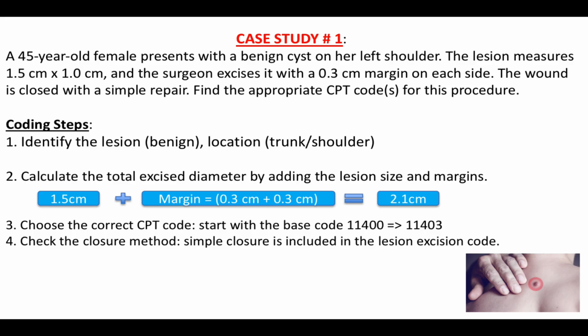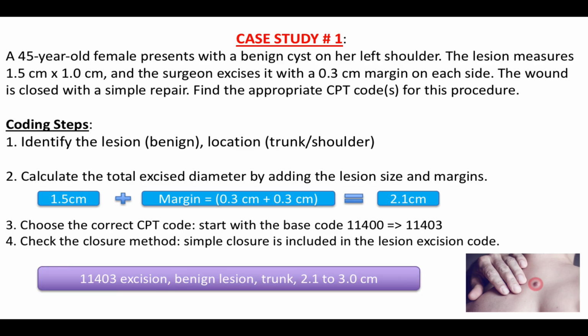Now, let's move on to the final step, checking how the wound is closed. According to the procedure report, the wound is closed with a simple repair, which is included in the lesion excision code, so we do not need to code it separately. That said, the only procedure code needed for this case is 11403. Excision, benign lesion, trunk, 2.1 to 3 cm.